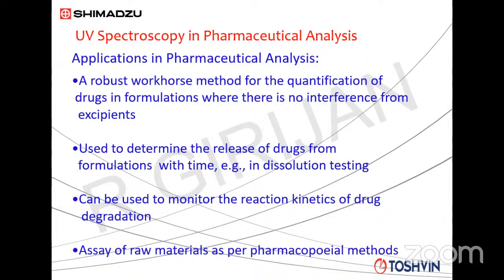It is used to determine the release of drugs from formulation, that is dissolution testing. And I also told you about content uniformity testing. It can be used to monitor the reaction kinetics of drug degradation and for assay of pharmaceutical raw materials as per pharmacopoeial methods.